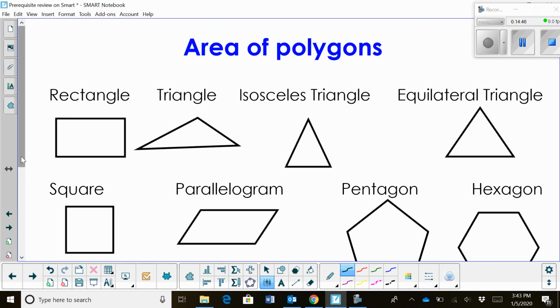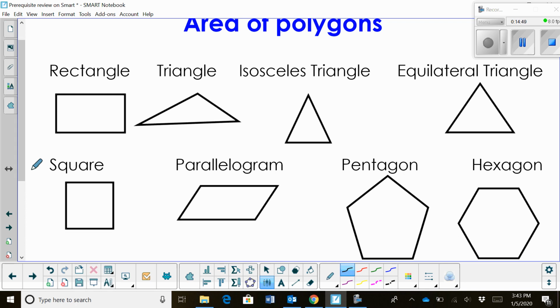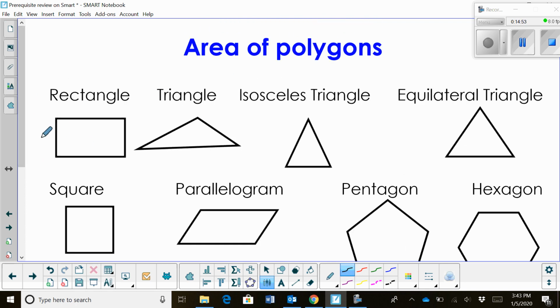Okay, now let's talk about areas. Okay, so areas of polygons. Most of these are pretty easy, so we can just review them.